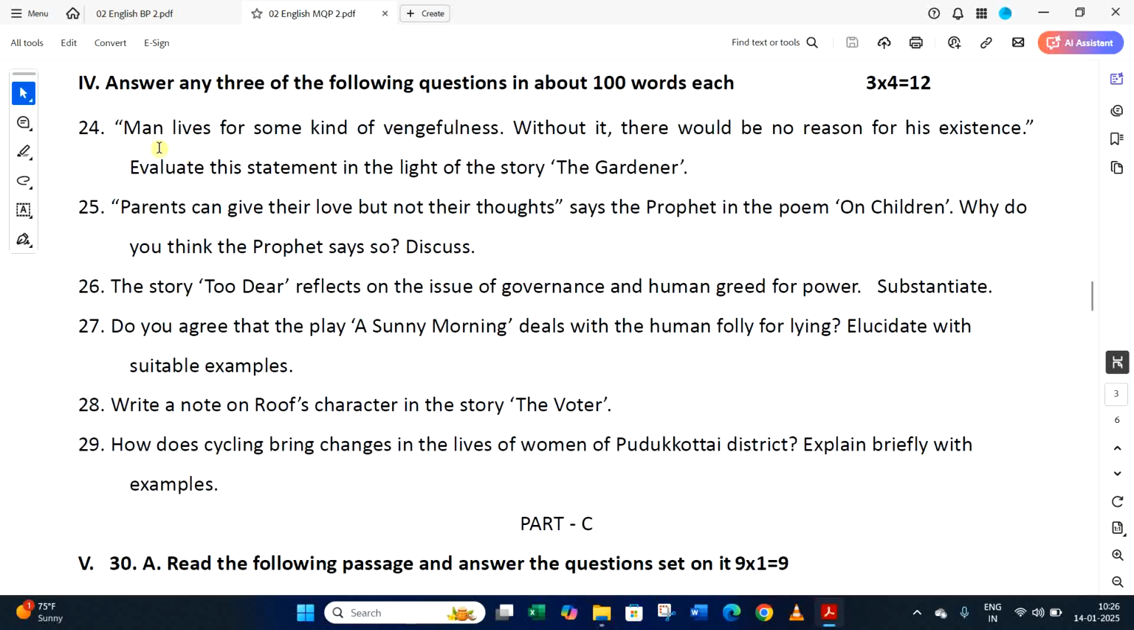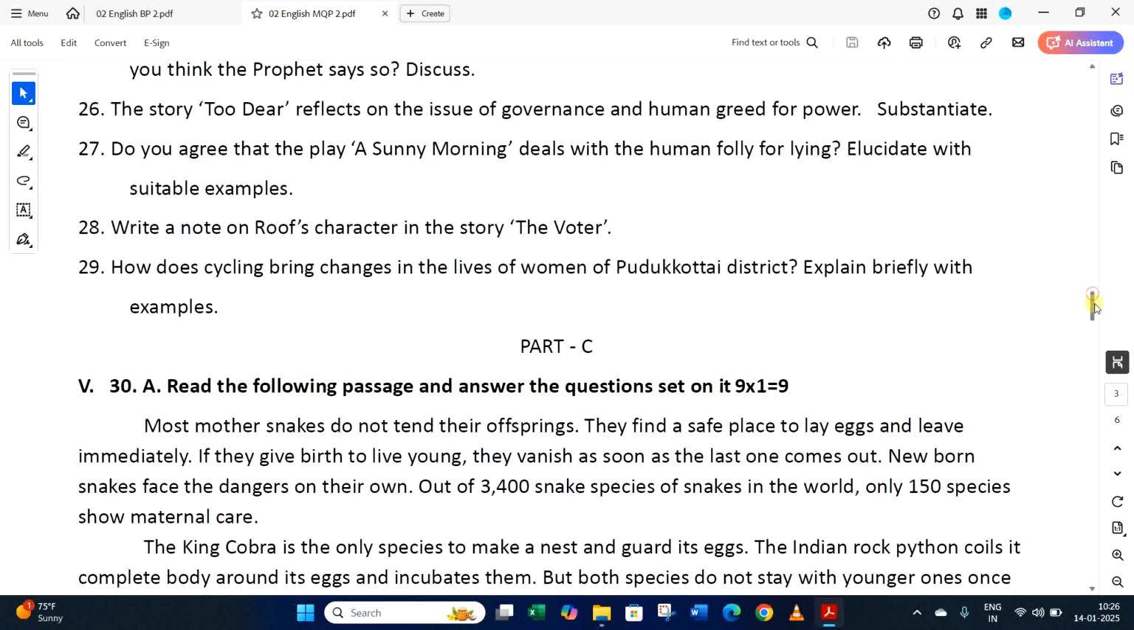My dear students, you have to read the question, understand it, and write the answer in 100 words each. While answering the question, you have to follow the word limit. You have to keep the word limit in mind as well. Let's go towards the next part of the question paper, that is part C.